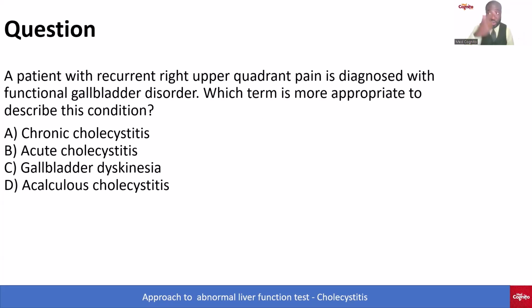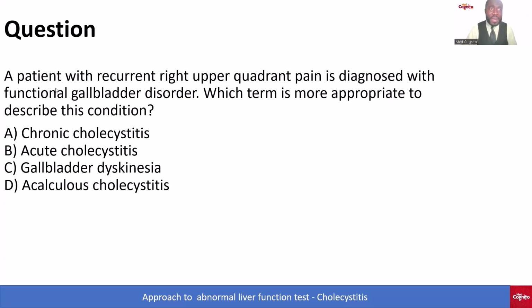Another question. Who wants to try this as well? Dr. Ronnie, let's go. A patient with recurrent right upper quadrant pain is diagnosed with functional gallbladder disorder. Which term is more appropriate to describe this condition? Option A, chronic cholecystitis; B, acute cholecystitis; C, gallbladder dyskinesia; D, acalculous cholecystitis. I'll go for chronic cholecystitis because of the word recurrent.